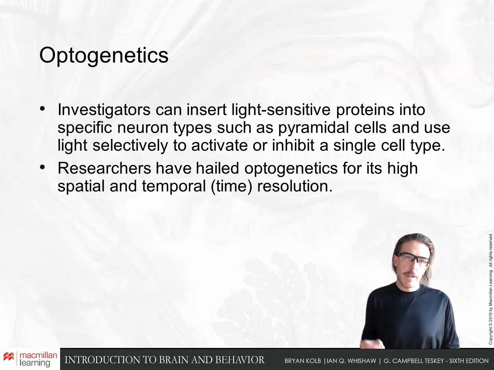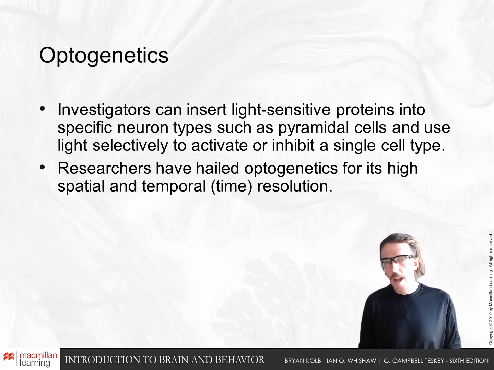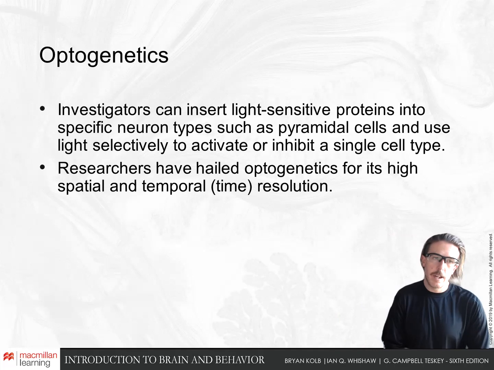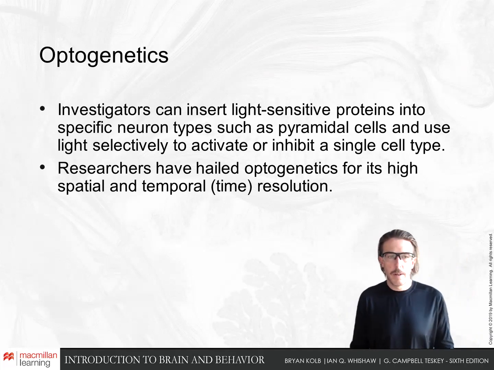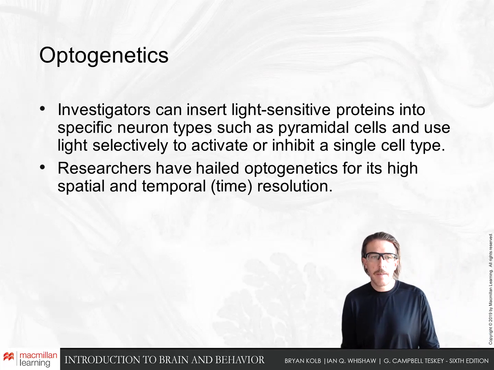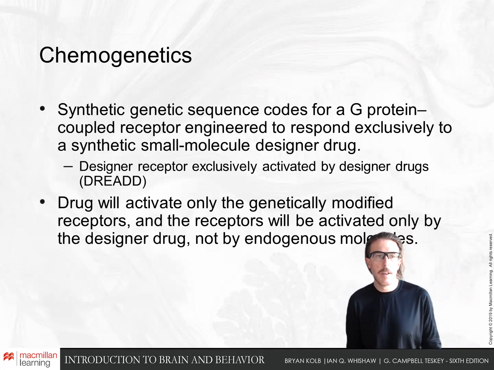In fact, you can put the receptors in specific neuron types by targeting the genes of those types. So for instance, you could only have these receptors in pyramidal cells, such that when you shine light on an area, only those pyramidal cells will be activated. This is really a useful technique because it has a high resolution in space, because you can target particular brain areas with the fiber optics, and in time, because you can turn the light on and off whenever you want to control the cells.